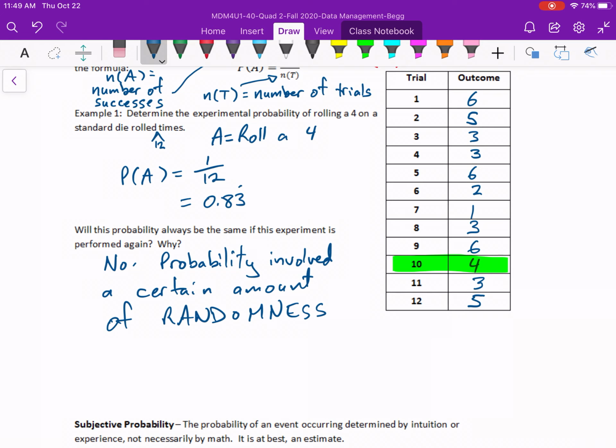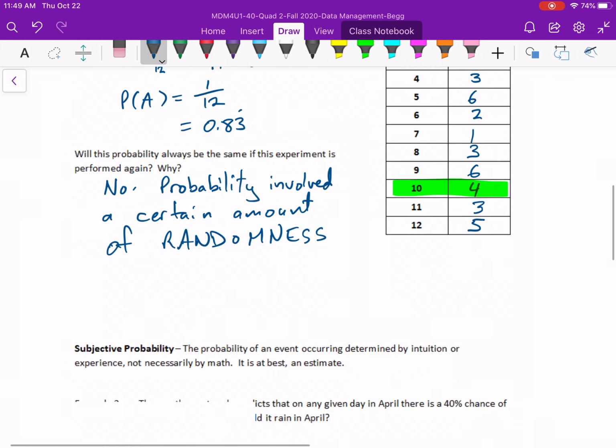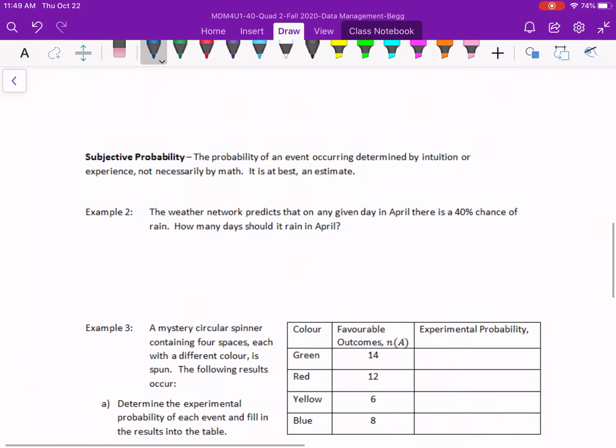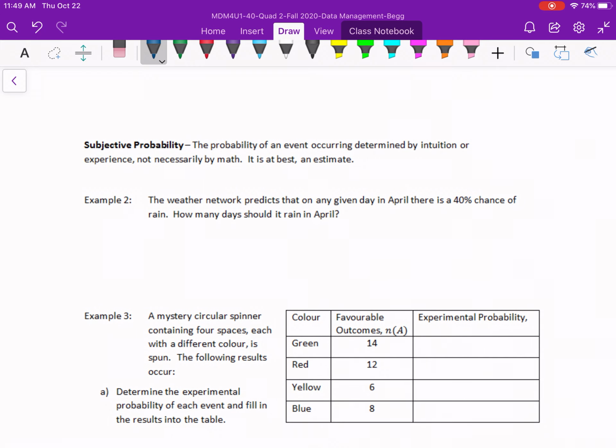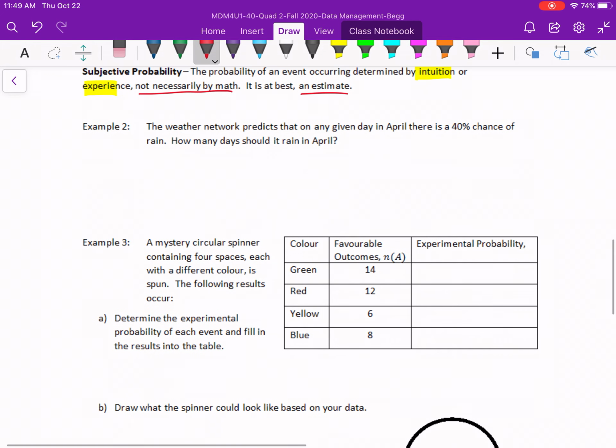Now, just to change gears for a second to subjective probability, that is a probability of an event determined by intuition or experience, not necessarily by math, okay? So maybe you can call that a gut feeling. At best, it's an estimate. For example, the Weather Network predicts that on any given day in April, there's a 40% chance of rain. How many days should it rain in April?